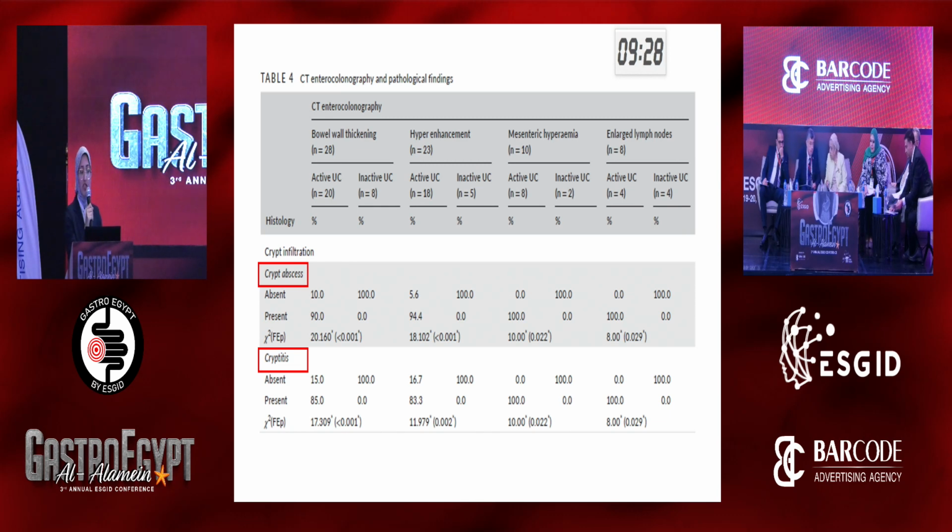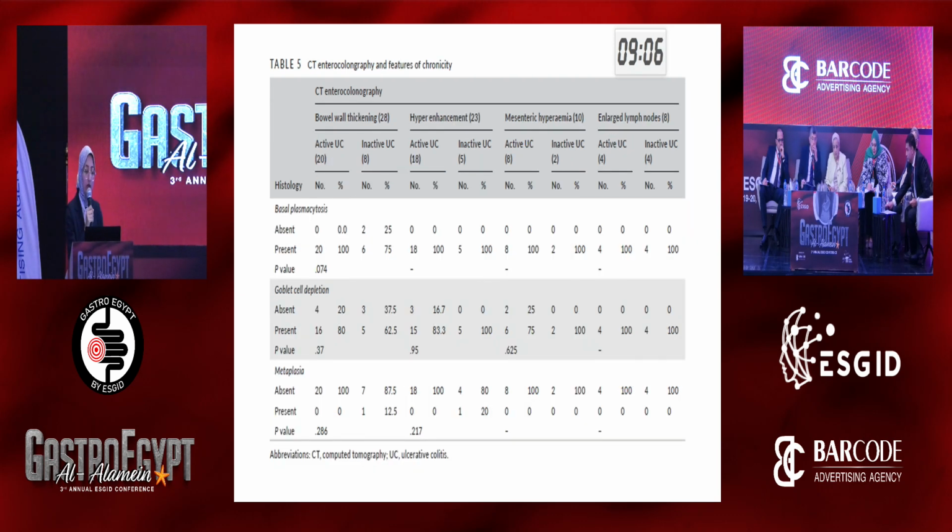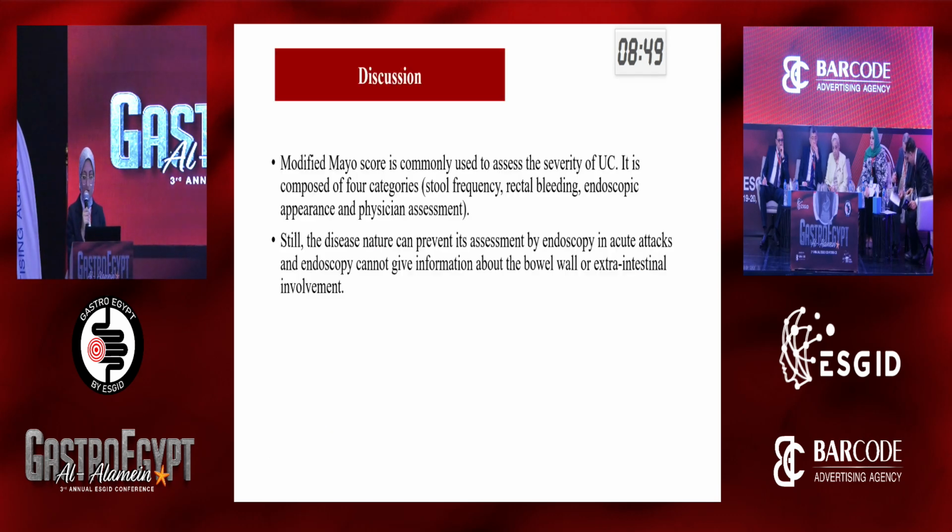Regarding histopathological examination, crypt abscess formation, cryptitis, surface erosions, and infiltration by inflammatory cells were prominent in active cases, and they correlated well with all parameters described in CT enterocolonography, including bowel wall thickening, hyperenhancement, mesenteric hyperemia, and enlarged lymph nodes. Regarding basal plasmacytosis, goblet cell depletion, and metaplasia, which are signs of chronicity in UC on histopathological examination, there was no correlation with any of the CT enterocolonography findings, such as bowel wall thickening or hyperenhancement.